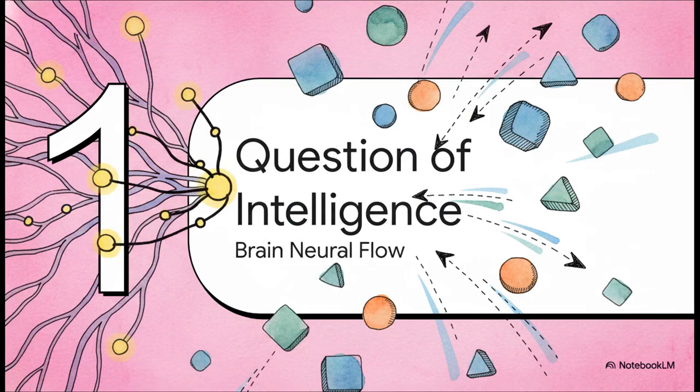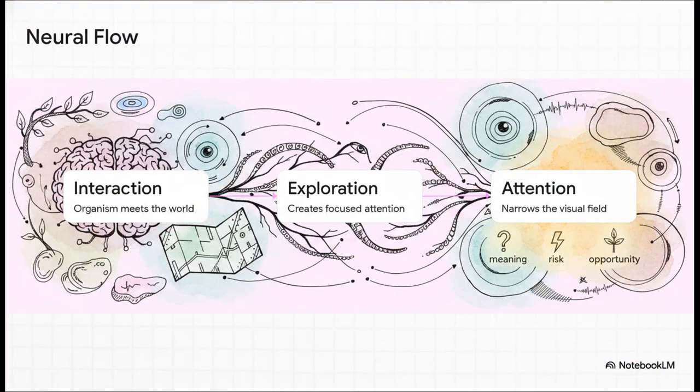The question of intelligence. When we think about the human brain, it's absolutely crucial to realize that it doesn't just passively process the whole world equally. It doesn't take everything in at once like a sponge. Instead, the sequence kicks off with interaction. An organism meets the world, and the world pushes back. That interaction instantly triggers exploration, and from that exploration we get highly focused attention. But attention doesn't look everywhere. It actively narrows the field down to find relevance. It's constantly asking, where's the meaning? Where's the risk? Where's the opportunity?